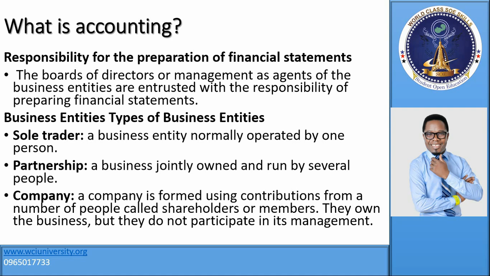Business entities, types of business entities. Sole traders. A business entity normally operated by one person is called a sole trader. A partnership is a business jointly owned and run by several people. A company is formed using contributions from a number of people called shareholders or members. They own the business, but they do not participate in its management.